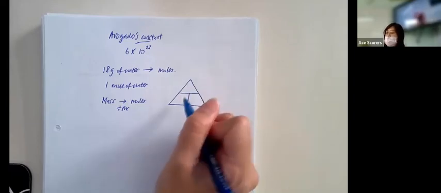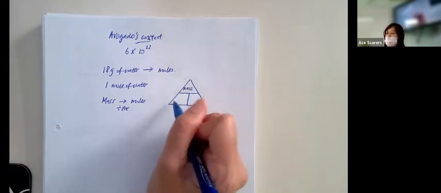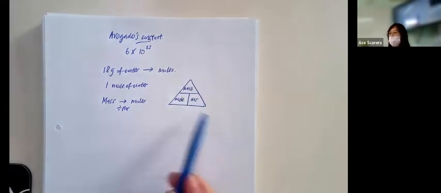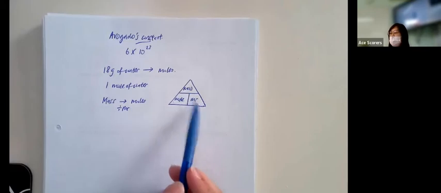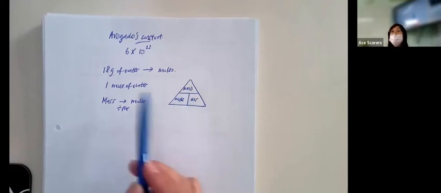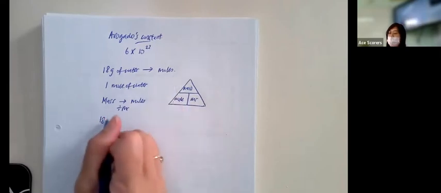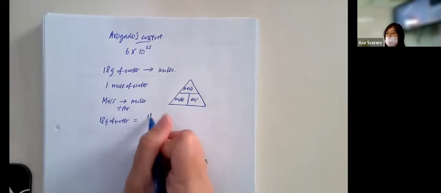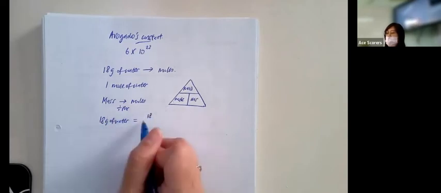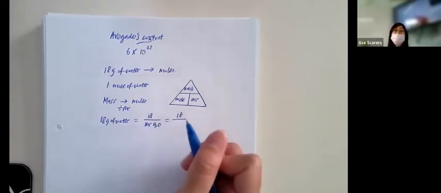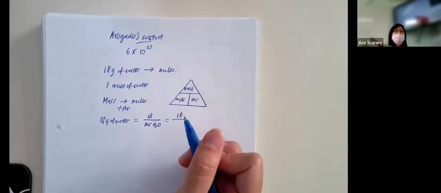So if I have mass, I can take the number of moles times the Mr, or if I want to find the number of moles, I take the mass divided by the Mr. Like in this case, 18 grams of water, how do we convert to moles? It will be 18, which is the mass of the water, divided by the Mr of water. What is the Mr of water? For this, you have to refer to your periodic table. I'm sure everyone has a periodic table?